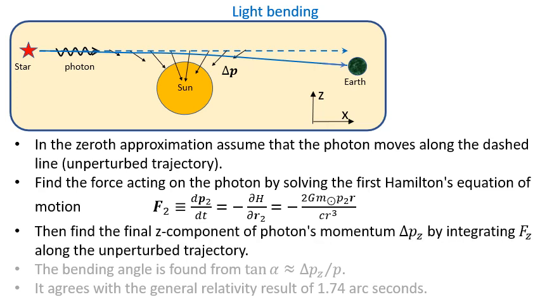Next, by integrating the z component of the force along the full trajectory, we will obtain the total accumulated z component of the photon's momentum. Then the tangent of the bending angle is given simply by the ratio of the gravity-induced z component to the total momentum. This calculation yields the bending angle of 1.74 arcseconds, which coincides with the prediction of special relativity and astronomical observations.